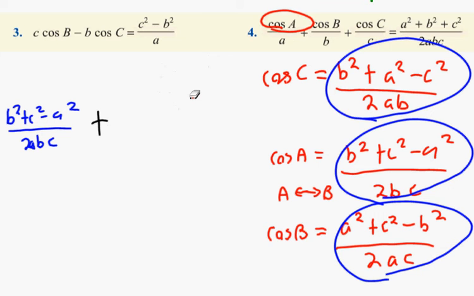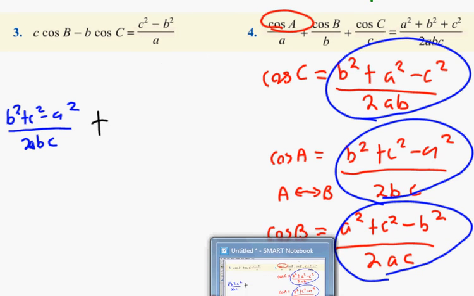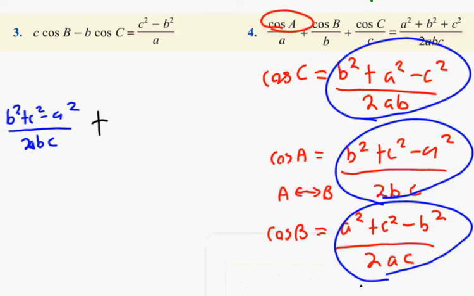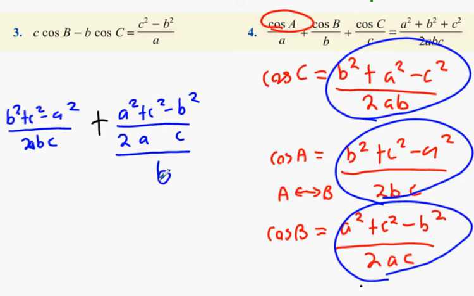Now what about the next one? What about the middle part? We're looking for cos B, aren't we? So what's cos B? Cos B, anybody? a squared plus c squared minus b squared all over 2ac divided by b. See the b? And then what would that become?